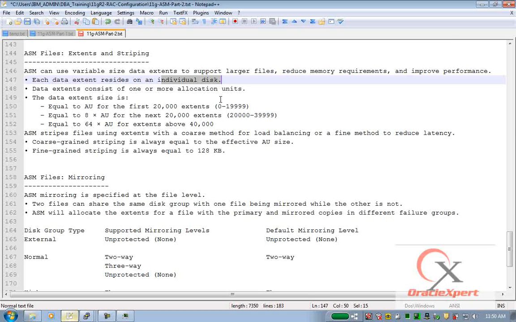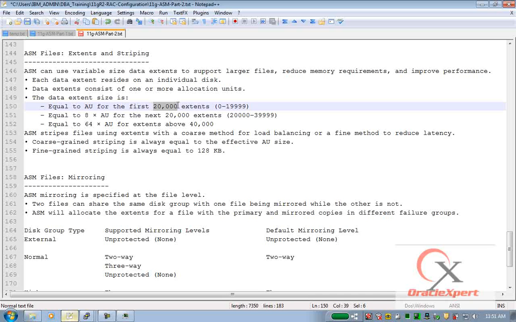So consider that my file is of 8 GB. So first 20,000 into 1 MB AUs are scattered across all the participating disks. Now my file is even bigger. How much can I address with 20,000? Only a 20 GB file. 20,000 MB is nothing but 20 GB. So what if my file is larger than that, 32 GB?